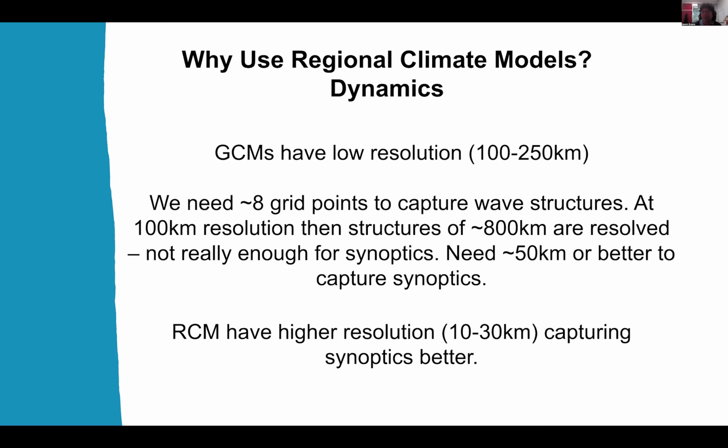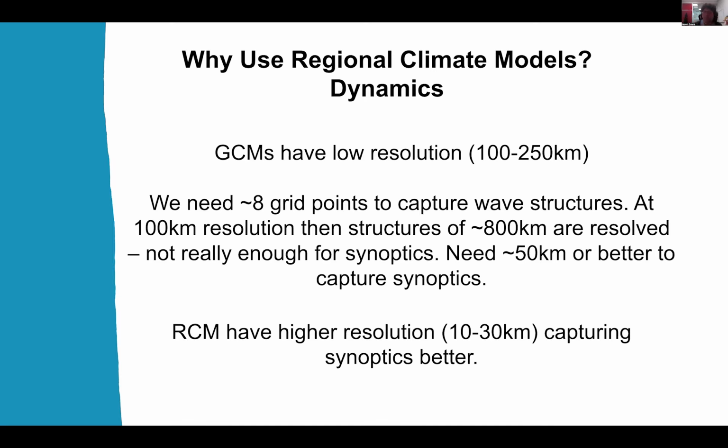If we get our resolution down to 50 kilometers, now we're resolving things down to 400 kilometers, which means most of our synoptic things are at longer scales than that. Models on the order of 50 kilometers better capture the synoptics, just because of the way we discretize on a grid and the fact that we want to capture these waves. So our regional models have higher resolution.